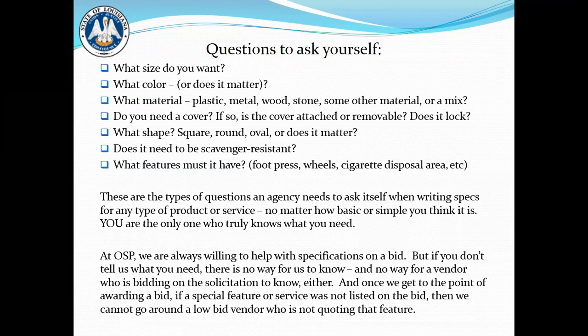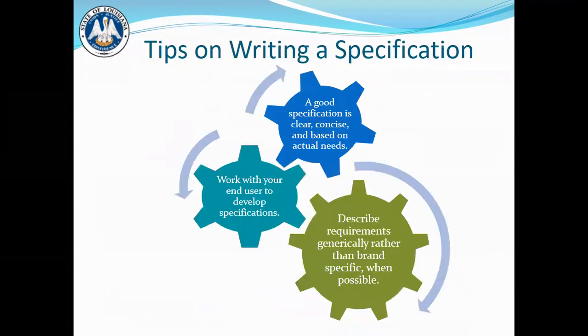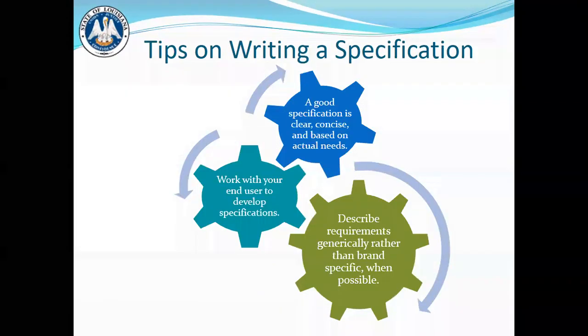And once we get to the point of awarding a bid, if a special feature or service is not listed on the bid, we cannot go around a low bid vendor who is not quoting that feature. So just remember that if it's not listed on the bid, we cannot go around a vendor for something that's not listed. So next we're going to give you some tips on how to write a clear specification.